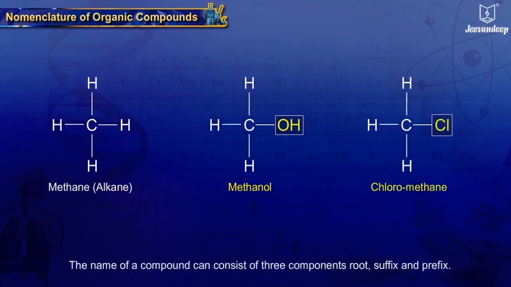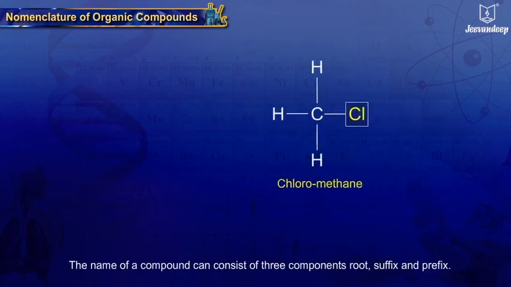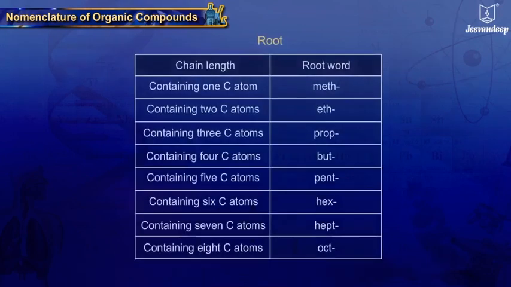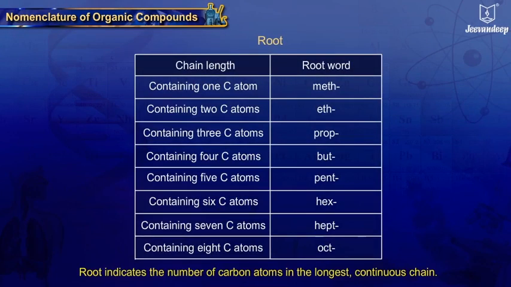The name of a compound can consist of three components: root, suffix, and prefix. Root. This indicates the number of carbon atoms in the longest continuous chain. The root word for a compound with one carbon atom is meth. That with two carbon atoms is eth. One with three carbon atoms is prop. A compound with four carbon atoms is but.